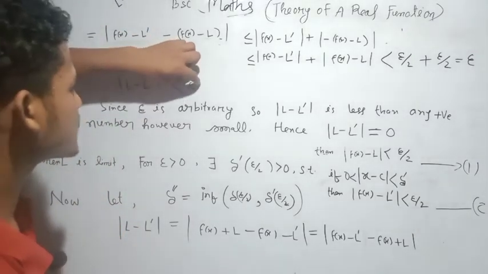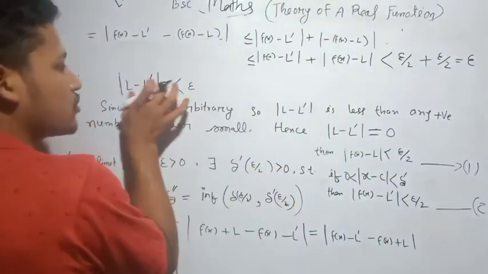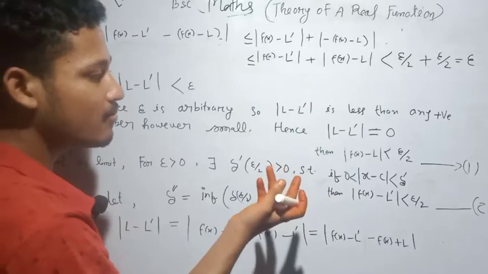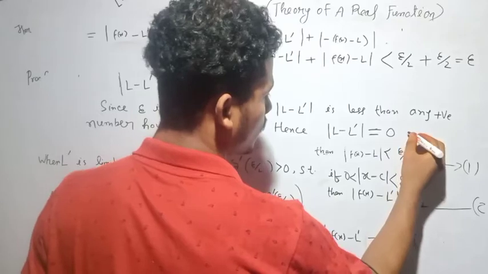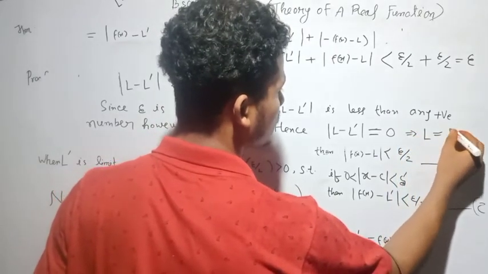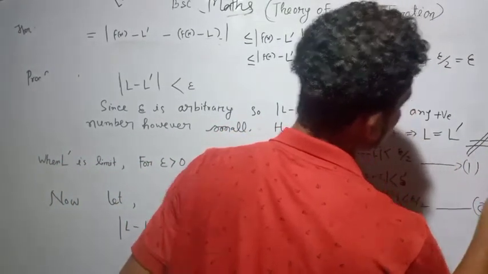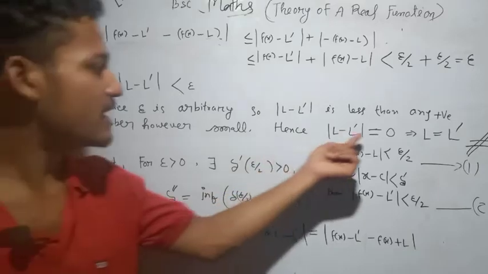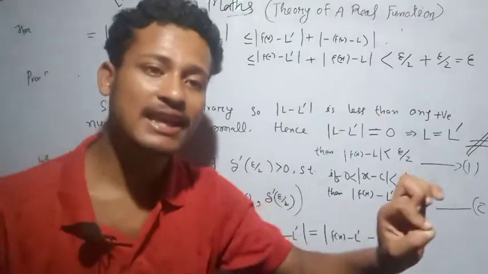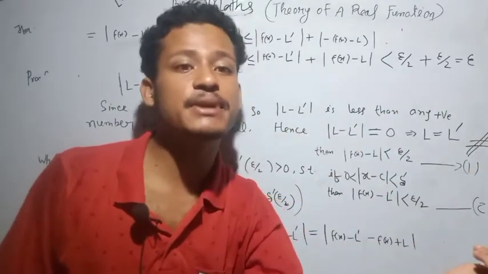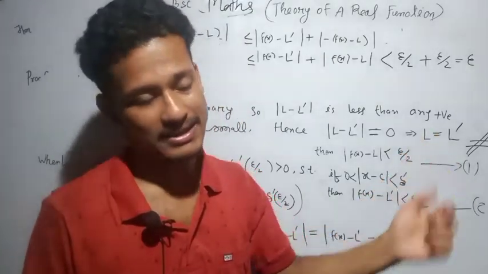It is smaller than every very small number, which means this is equal to 0. So this implies L is equal to L dash. Finally, notice that we assumed L and L dash are two different limits at the point C, but finally we get L is equal to L dash.